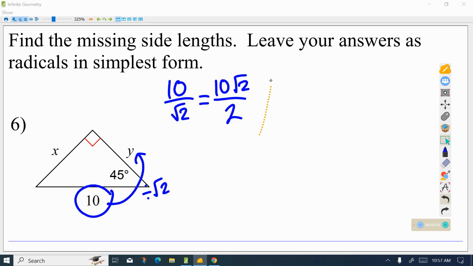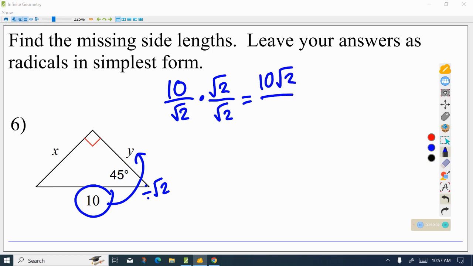I skipped the work because I want to show you guys how you should be able to just jump straight to that step. But rationalizing the denominator means I'm going to multiply on top and bottom by root 2. So I get 10 root 2 on top and on bottom, we just get 2. Now what's 10 divided by 2? Just 5. So I would get 5 root 2 for both of these values here. So there we go. This problem's done.